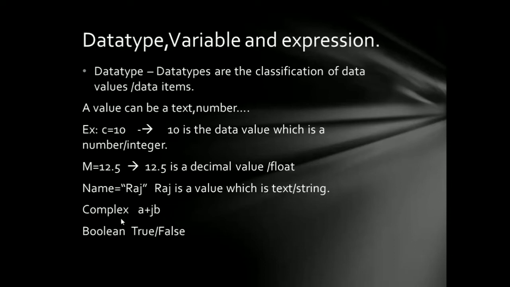There are other data types like complex. A complex number is a type of number which is of the form a plus ib. If you have done mathematics in grade 11-12, you will know a plus ib is a real plus imaginary part number. There are other data types like boolean, true or false. There are many other data types like dictionaries and lists, which all come under sequence data types. That we will see in later videos. Right now you have to understand that data type is the classification of data value or data item, the one which you are using in the program.